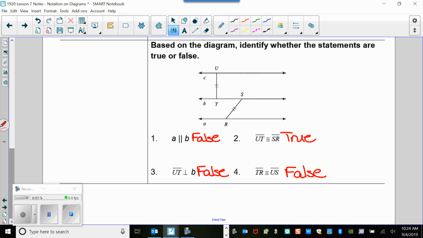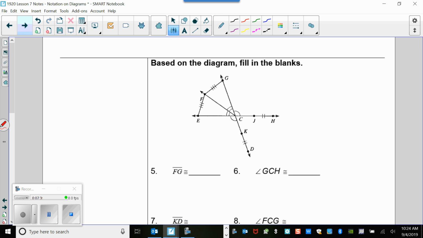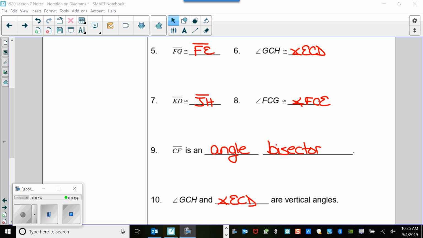Alrighty. On the next page, pause your video and give this one a try. Okay, let's check your work here. FG has 3 tick marks, and so does segment FE.